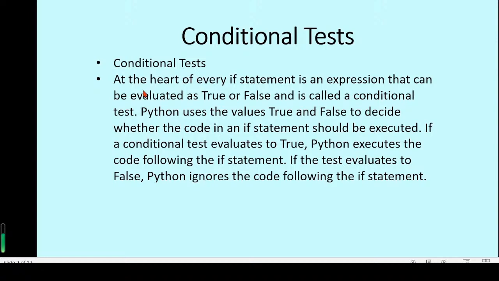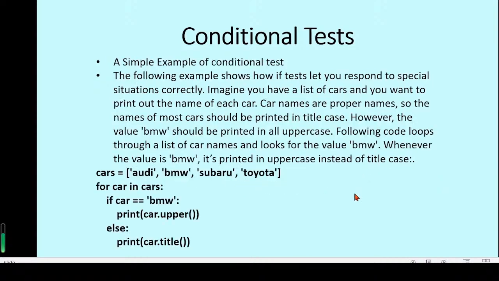Conditional tests. At the heart of every if statement is an expression that can be evaluated as true or false, and is called a conditional test. Python uses the values true and false to decide whether the code in an if statement should be executed. So if a conditional test evaluates to true, Python executes the code following the if statement. If the test evaluates to false, Python ignores the code following the if statement.